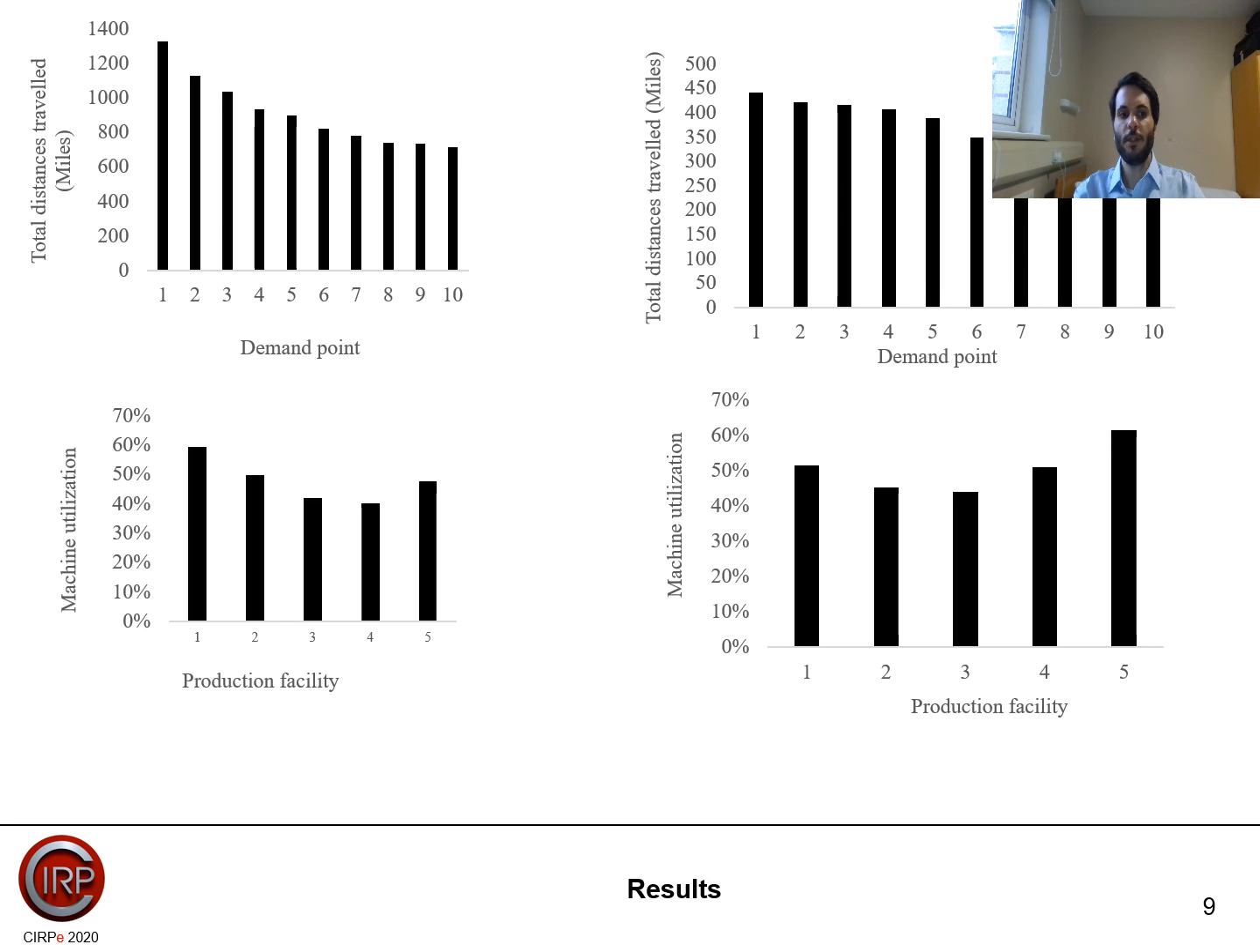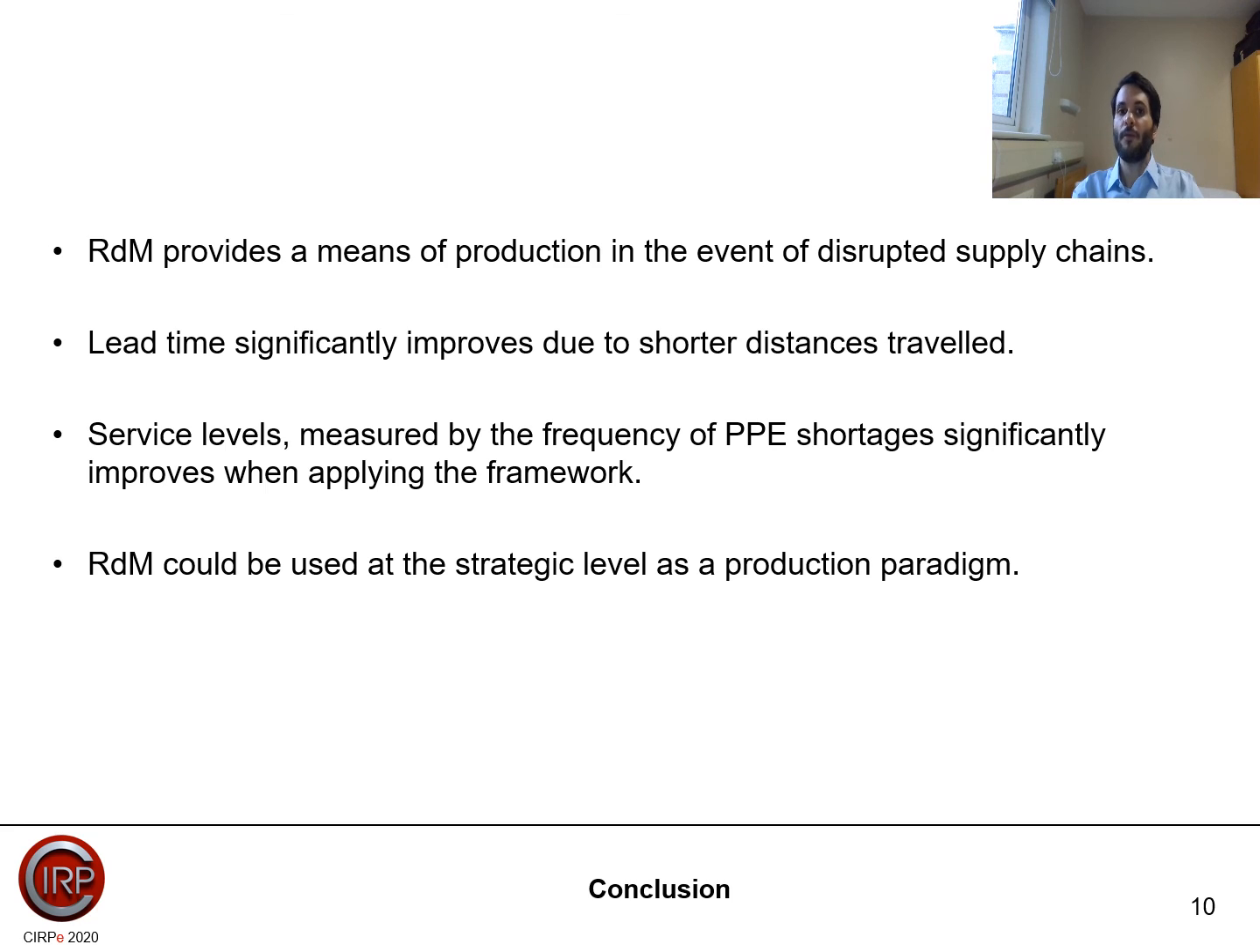As for the utilization of production equipment, which in this instance are 3D printers, the difference in machines utilization is negligible. However, the utilization of machines per locations considerably changed. This is because at each iteration the framework changes the production schedules and the allocation of demand from each production site. In conclusion, redistributed manufacturing provides a means for production in the event of disrupted supply chain.